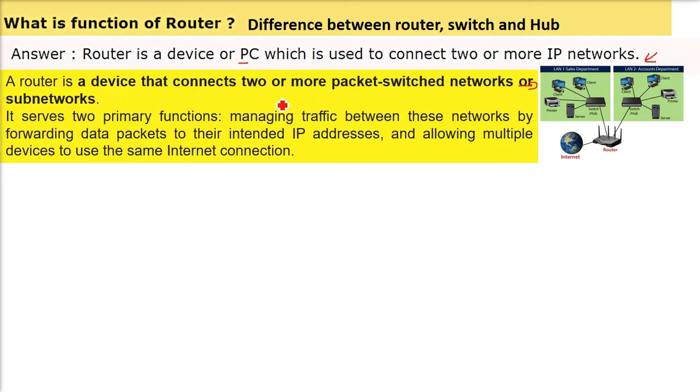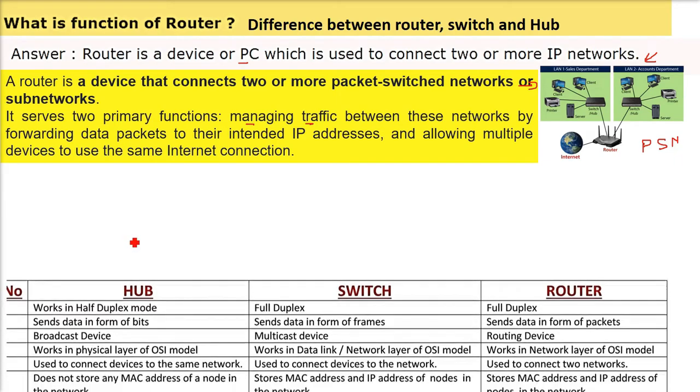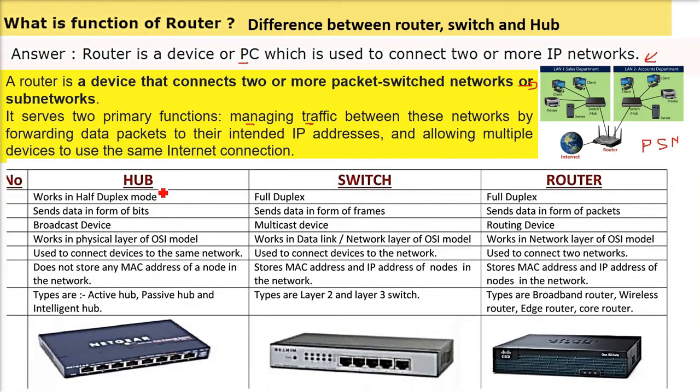So a router is a device that connects two or more packet switch networks or subnetworks, as you see here. It has two primary functions. First is to manage the traffic between these networks by forwarding the data packets where they belong, that is, to their intended IP addresses. And second is to allow multiple devices to use the same internet connection. Now let us see one by one: hub, switch and router. You will know about the switch also and the differences also.